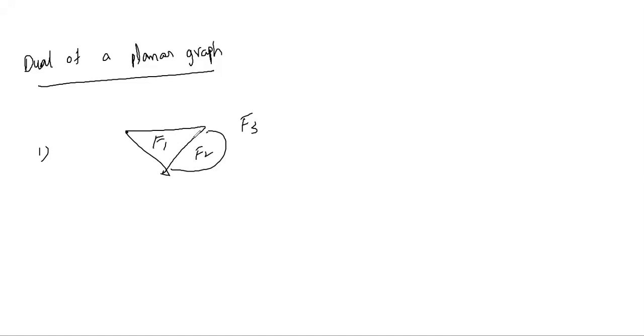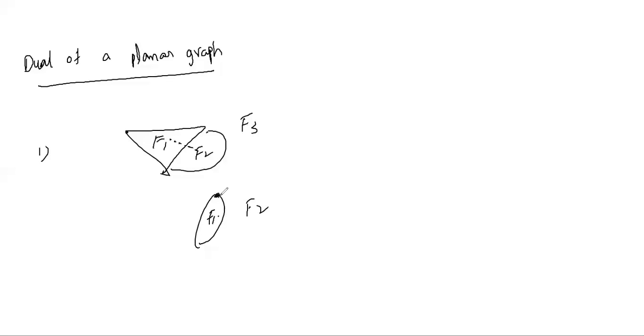First condition, if two regions are separated by a single edge, then draw one dotted edge between them. That is the first condition. Second condition, for example, this is one graph, two regions are F1, F2. If the two regions are separated by two edges, what is there?